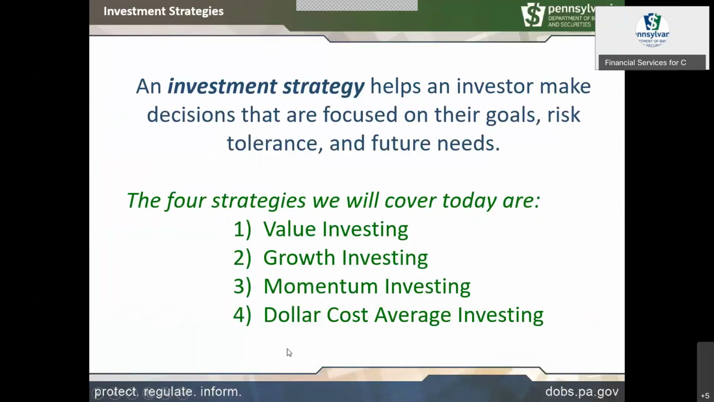So an investment strategy will help an investor to make decisions that are based on their specific goals. But you also have to consider your risk tolerance and your future needs. So the four categories that we're going to be talking about today are value investing, growth investing, momentum investing, and finally, dollar cost average investing.